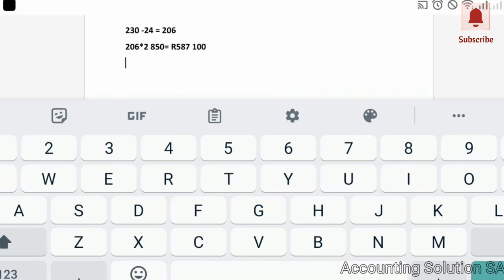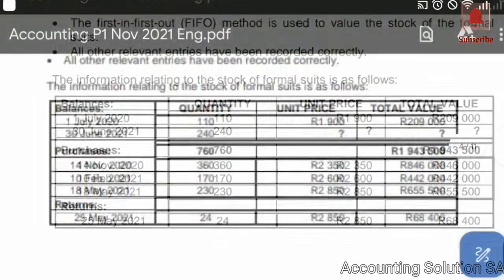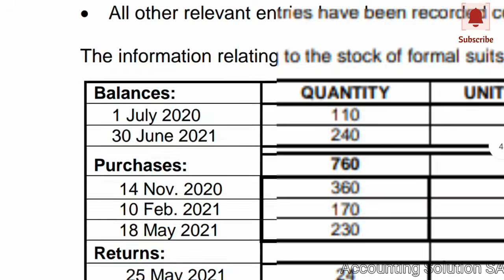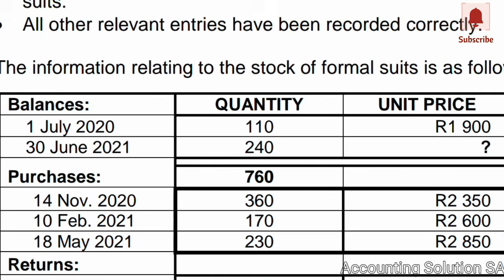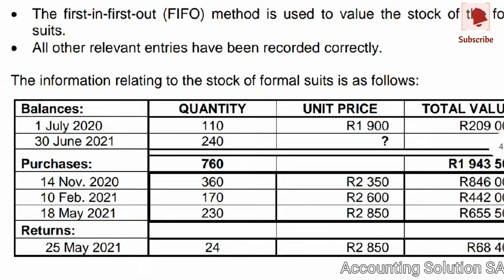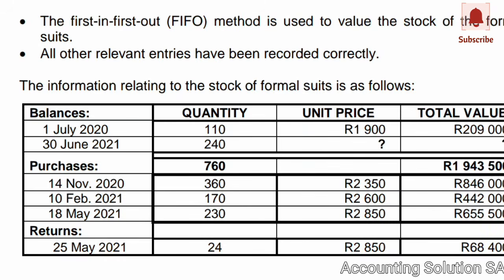Now the question is, are we done? No, we are not done. Why? We are left with 240 units at the end. If you still remember, let me go and show you. We are left with 240 units. There it is. So we are not done, because we only calculated 206 inventory, which means that in total it must be 240. Okay, 240 minus 206, which means that we still have the other 34 units. We still have another 34 units that we have to calculate.